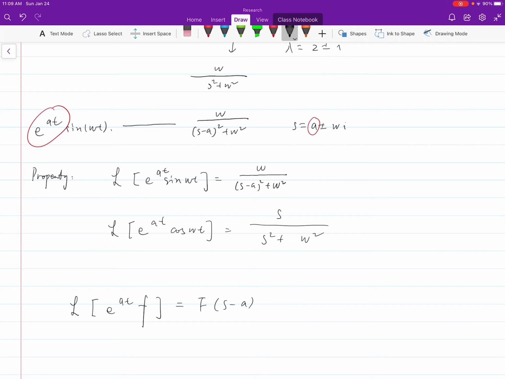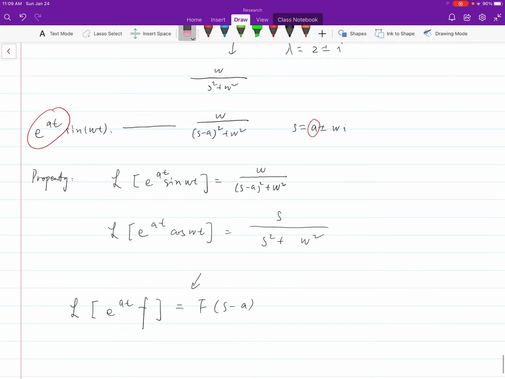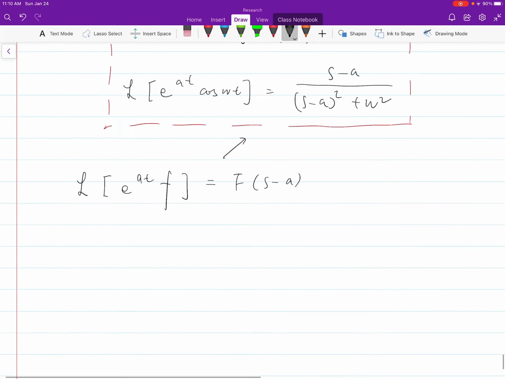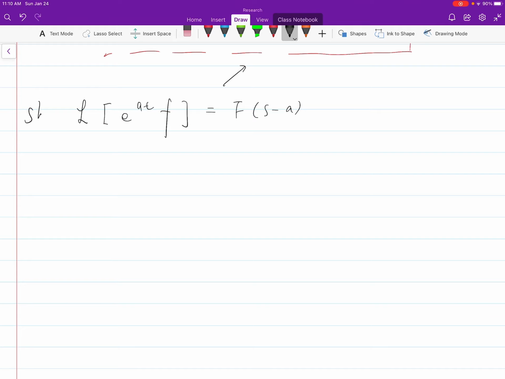Without e to the at, it's this. With e to the at, as we are going to show later, you are going to shift everything to change s to be s minus a. So this is going to happen. These are the two things we need to know. But now I want to show they actually come from a fact, which is what we're going to try to show.